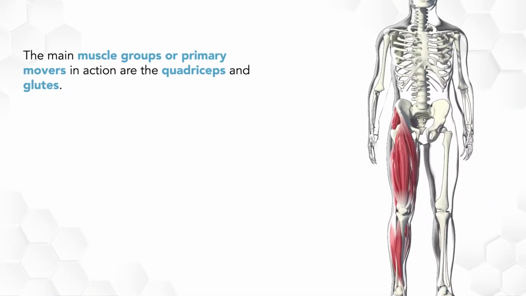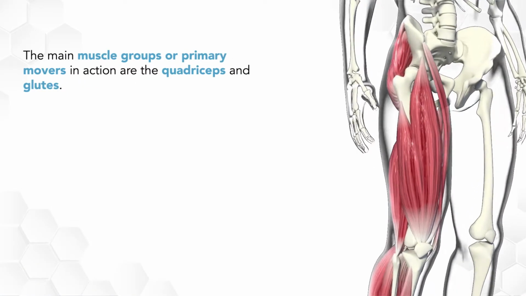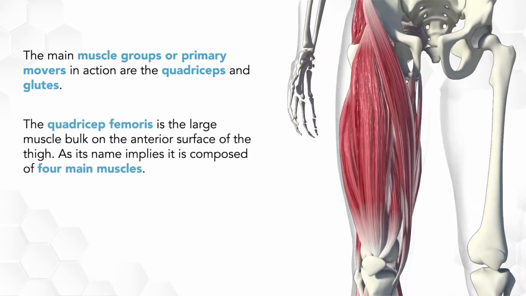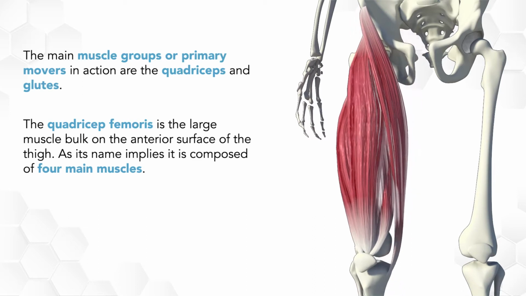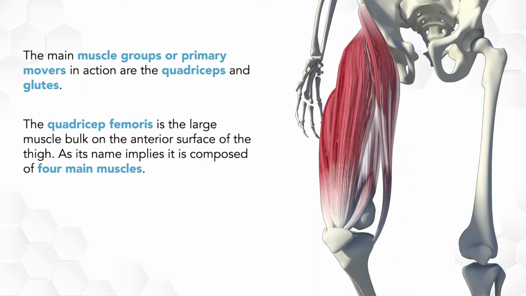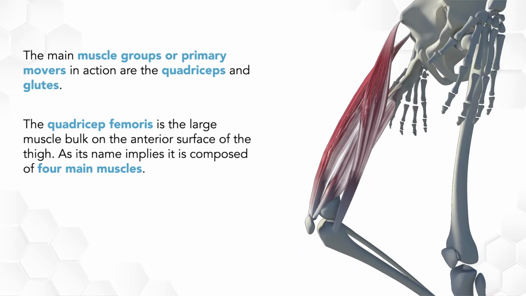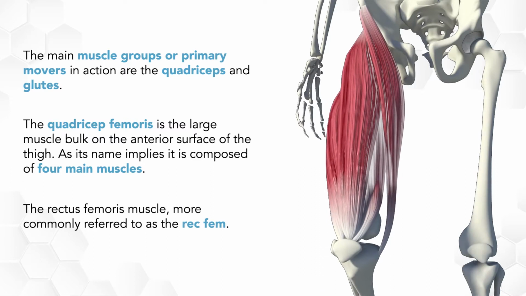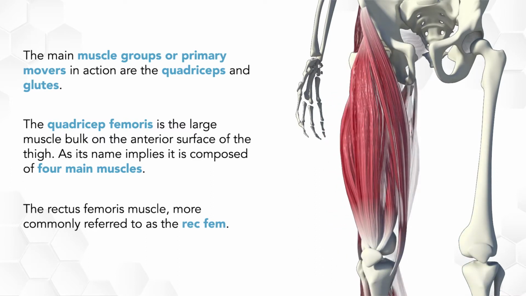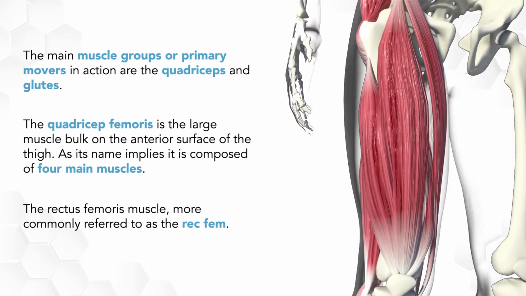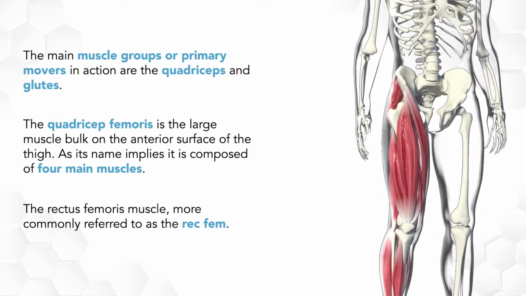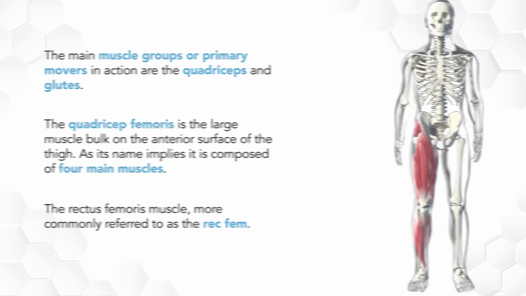The main muscle groups or primary movers in action are the quadriceps and glutes. The quadriceps femoris is the large muscle bulk on the anterior surface of the thigh. As its name implies, it is composed of four main muscles. The rectus femoris muscle, more commonly referred to as the rec fem, has its origin above the hip joint, while the other three muscles originate from the shaft of the femur.